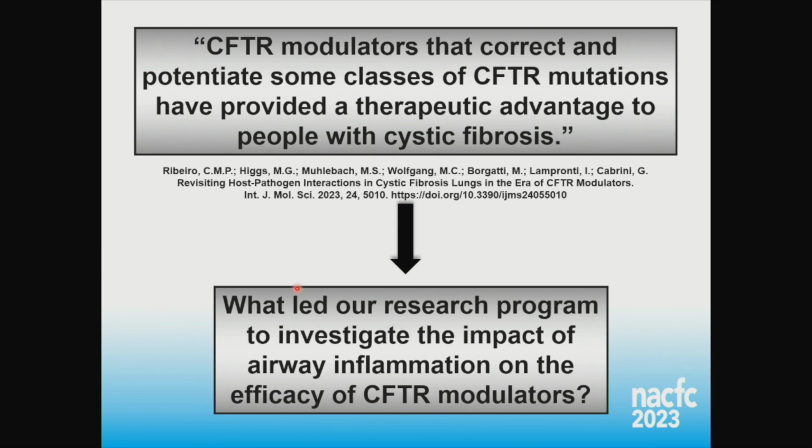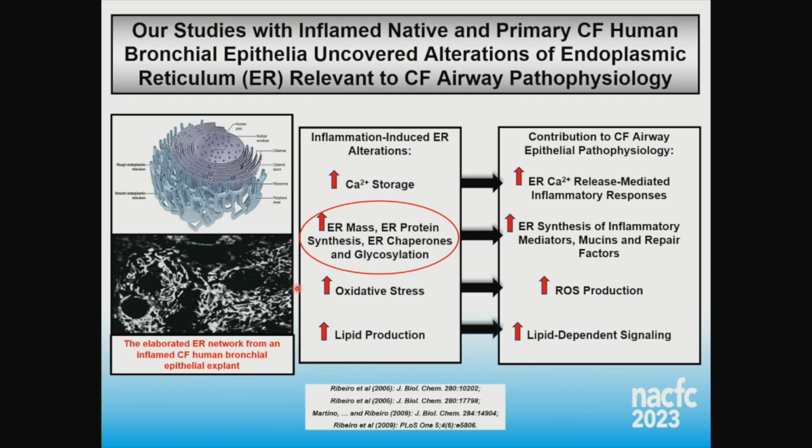But before I get there, I would like to briefly review early data that led us to research in this area. So many years ago, studying endoplasmic reticulum function and morphology in CF primary cultures of 508del or also in native tissue, we found key alterations in the endoplasmic reticulum, and these include increased ER calcium storage and increased ER mass. The ER would expand.